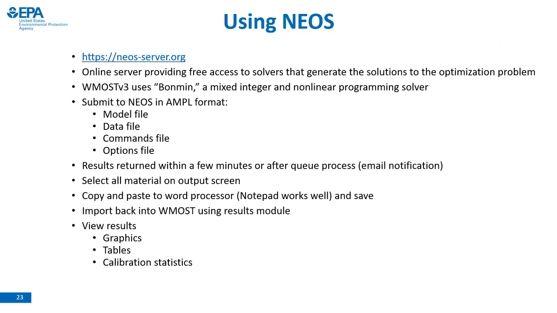At this point, you select all the material on the output screen, copy and paste it to a word processor, for example, Notepad, and save it. You then import the text file back into WMOST using the results module and look at the results in the form of graphics, tables, and you can look at calibration statistics as well to evaluate fit.